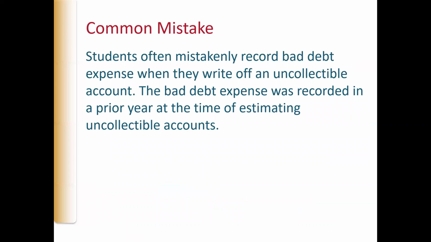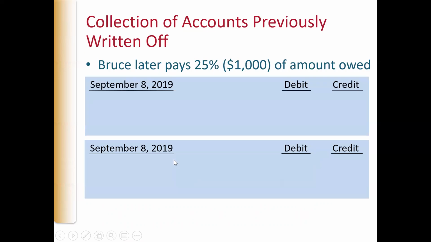People often think that when we record a bad account, we need to write off the bad account and then debit our bad debt expense. But we already debited our bad debt expense. The bad debt expense was recorded in a prior year at the time of estimating uncollectible accounts.